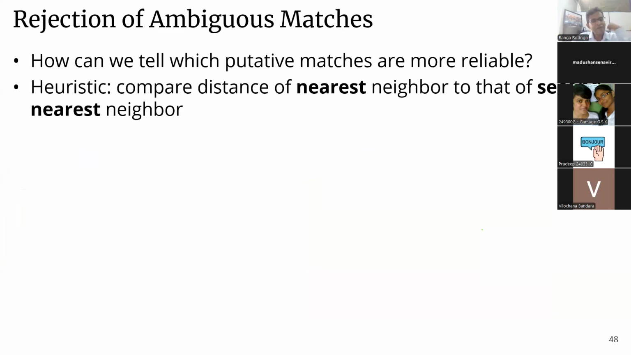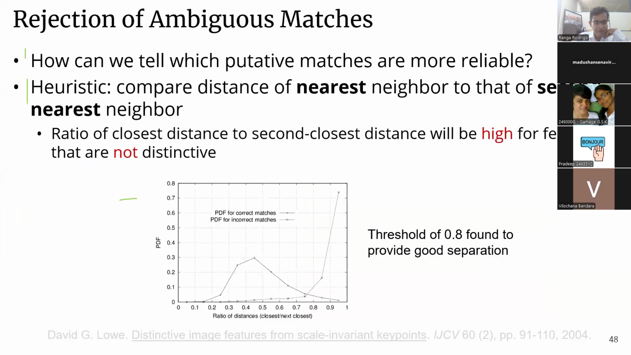So rejection of ambiguous matches: how can we tell which putative matches are more reliable? It's very hard. Heuristic: compare the distance of the nearest neighbor to the second nearest neighbor. This is what David Lowe did, as I said. So the ratio of the closest distance to the second closest distance will be high for features that are not distinctive.